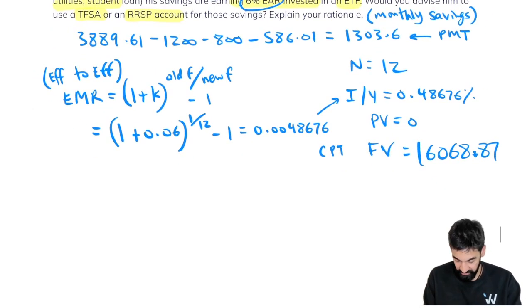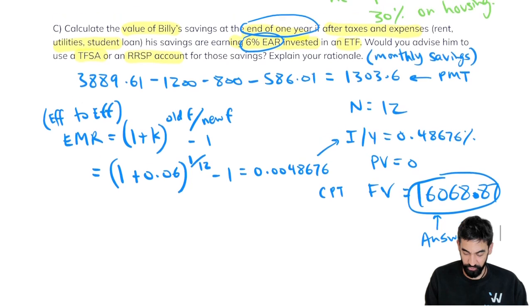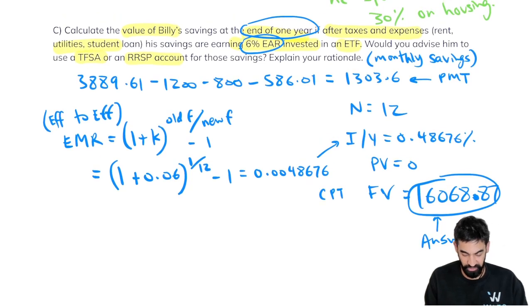That's your answer at the end of the year, at the end of 12 months, if he saves that much each month and earns 6% annual rate, meaning 0.48% effective monthly rate. And also for the second part, they say, should he use a TFSA or RSP?